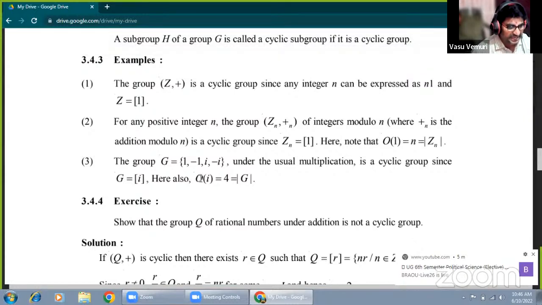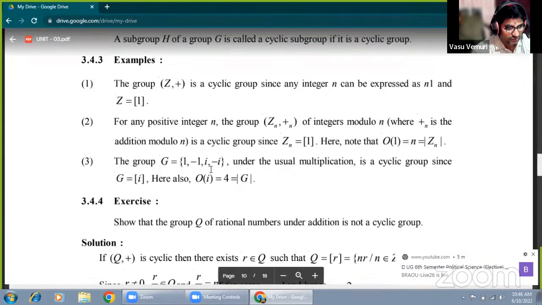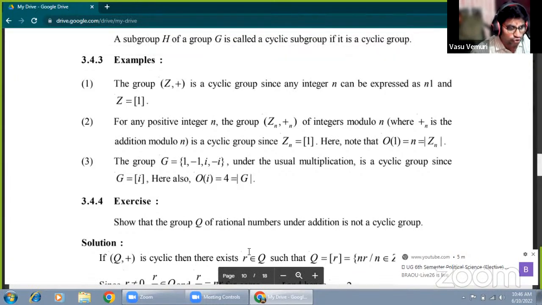And in the same manner, these are the fourth roots of unity elements. And for the cube roots of unity, what are the generators? In the cube roots of unity, capital G equals {1, omega, omega square}. That is the cube roots of unity elements, since omega cube equals 1.